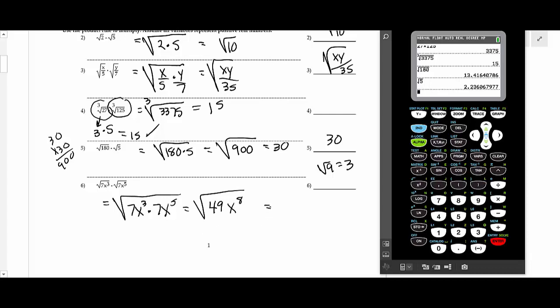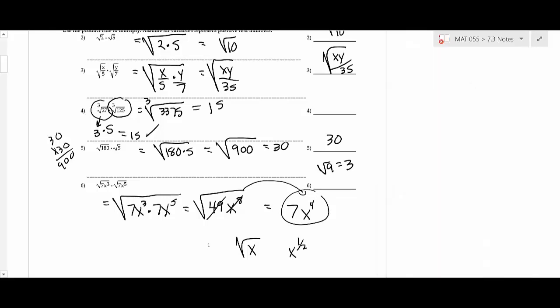Okay? Now, let's see if we remember this. What's the square root of 49? 7. How about the square root of x to the eighth? X to the fourth. Remember, when you do a square root, you're doing half the exponent. So all you do is take that 8 and take half of it, so you get 4. So the answer is 7x to the fourth, like that.